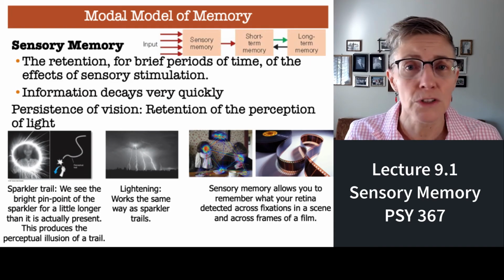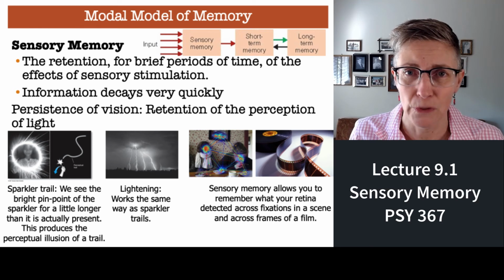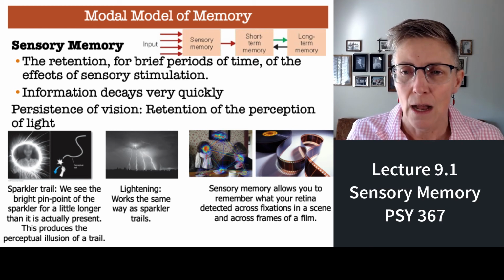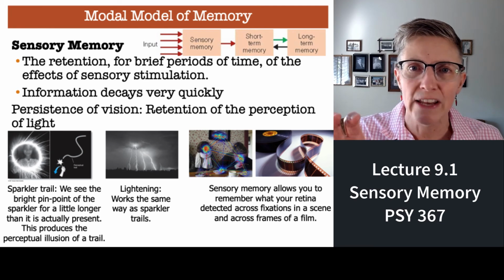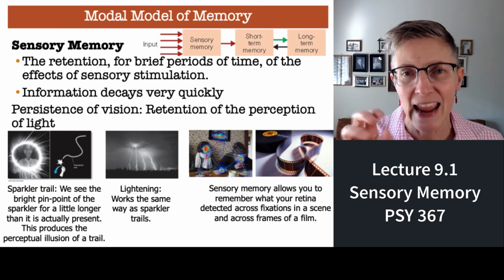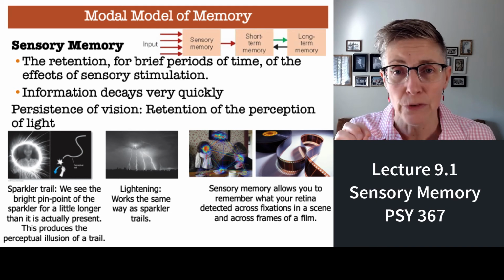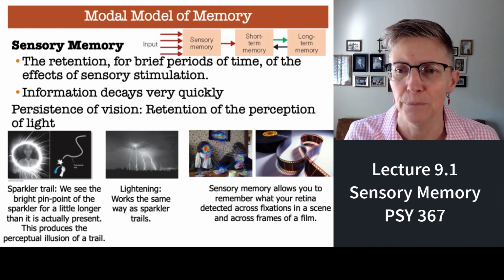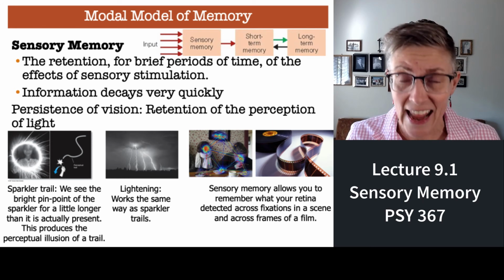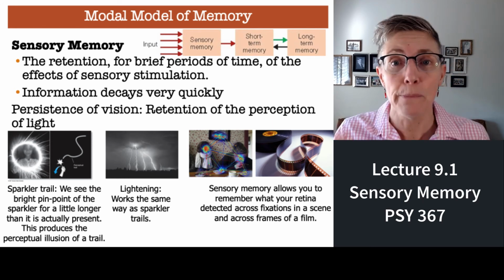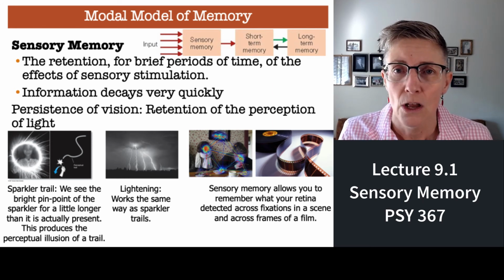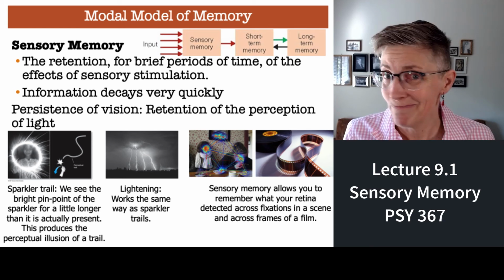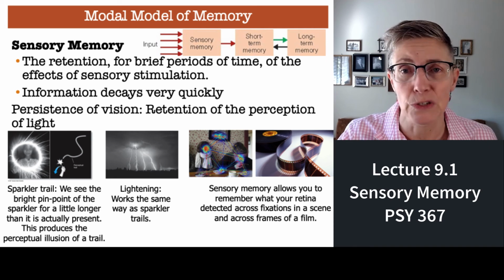The same thing works for lightning, right? Lightning is a point of light, but we don't experience it that way. So sensory memory is when you obtain sensory information and hold onto it for a very brief amount of time. The decay of information disappears from sensory memory quite quickly. The persistence of vision, that comes from sensory memory.